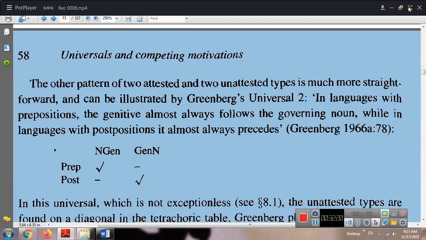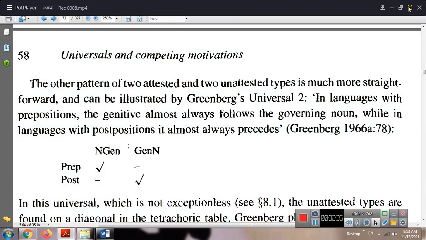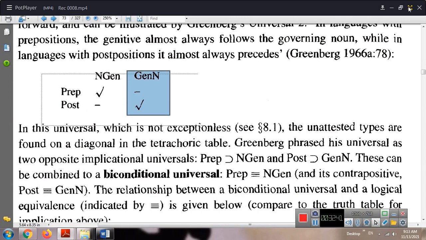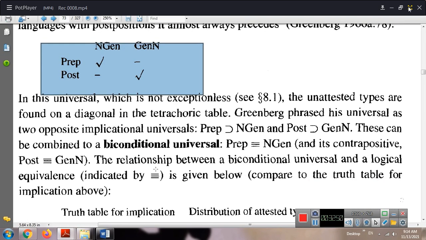Okay, if a language has prepositions, in that language the noun precedes the genitive, not follows. If a language has postpositions, the genitive precedes the noun, not follows the noun. Based on this table, we can state this implicational universal of Greenberg. In this universal, which is not exceptionless, the unattested types are found on a diagonal in the tetrachoric table.